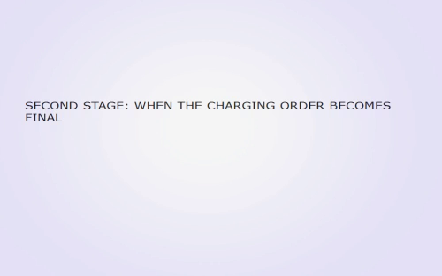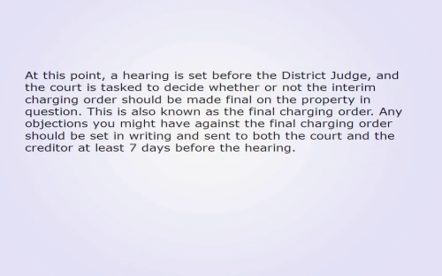Second stage, when the charging order becomes final. At this point, a hearing is set before the district judge, and the court is tasked to decide whether or not the interim charging order should be made final on the property in question. This is also known as the final charging order. Any objections you might have against the final charging order should be set in writing and sent to both the court and the creditor at least 7 days before the hearing.